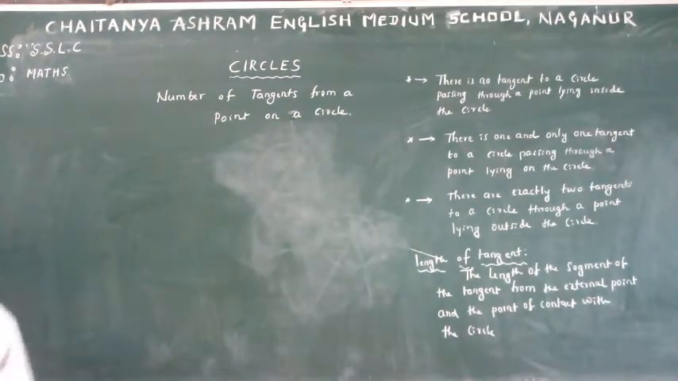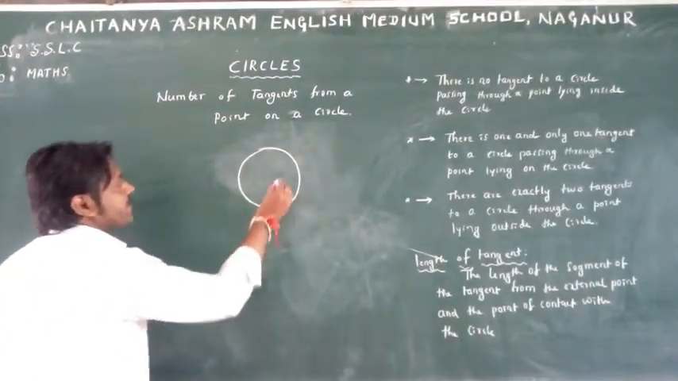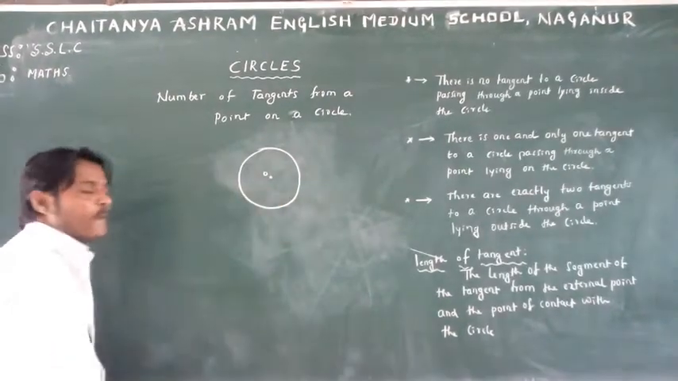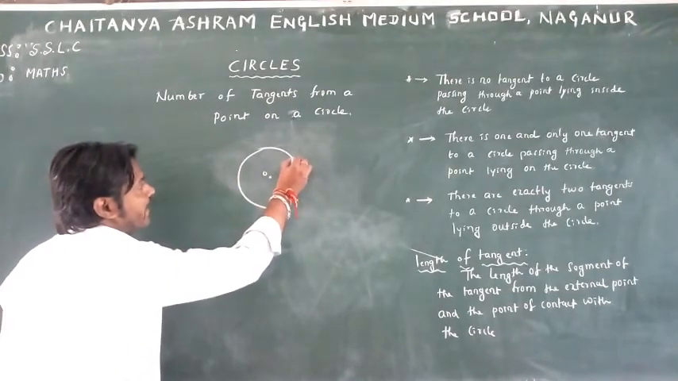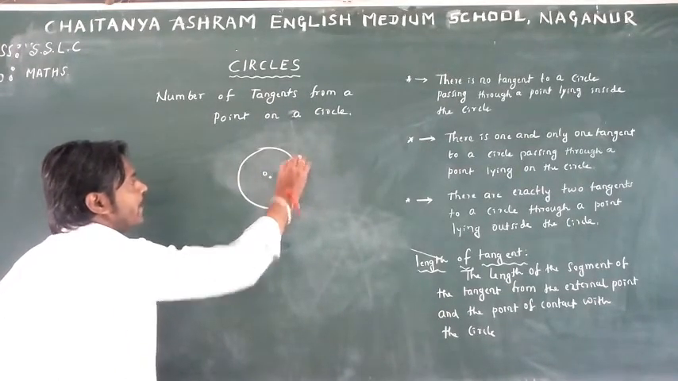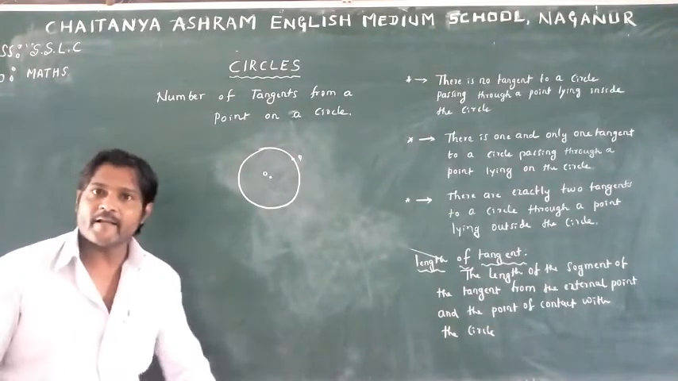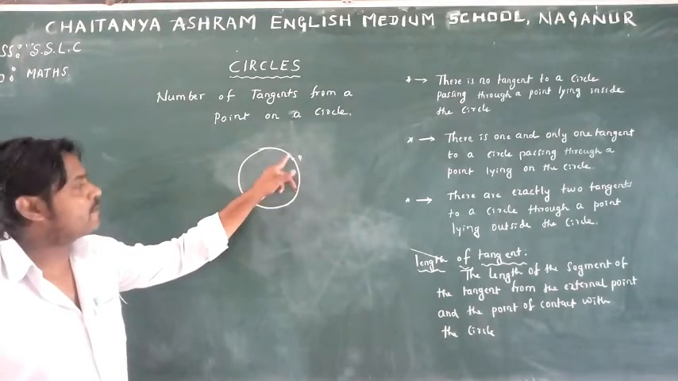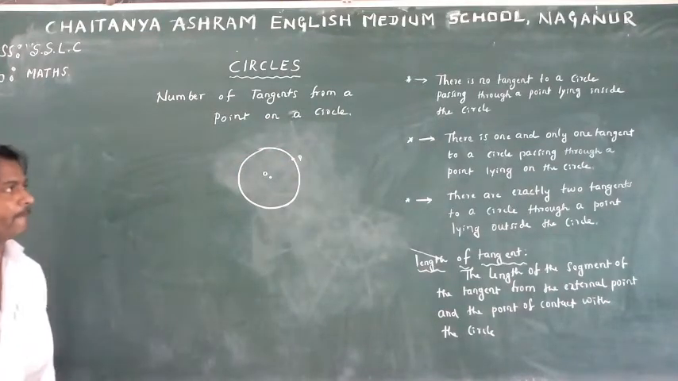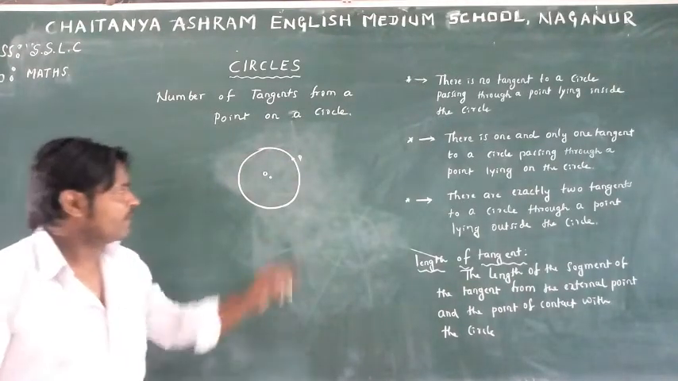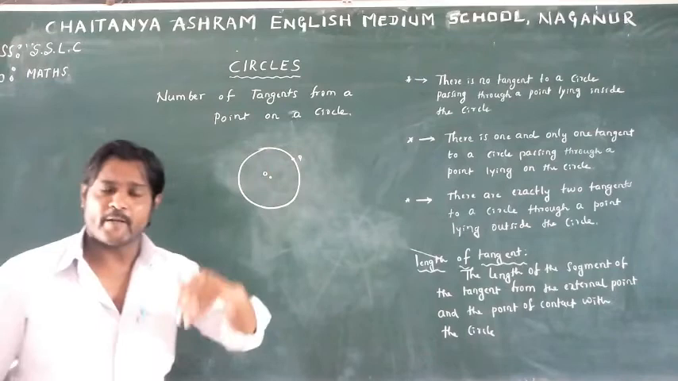See the second case. Now consider the circle with center O. In this case, take a point P. Observe the point P. Where is the point P? It is clear that the point P is on the circle. Yes or no?